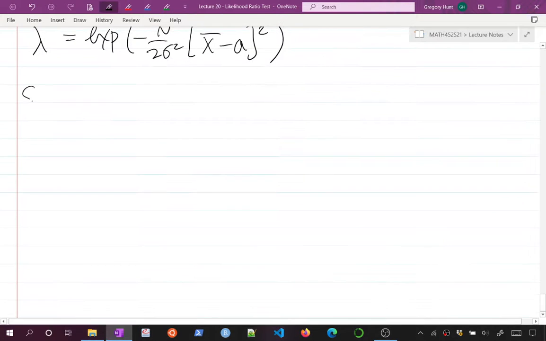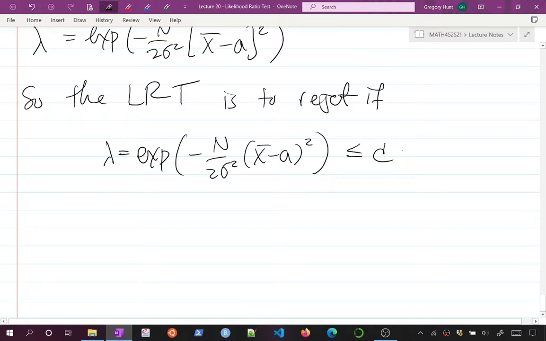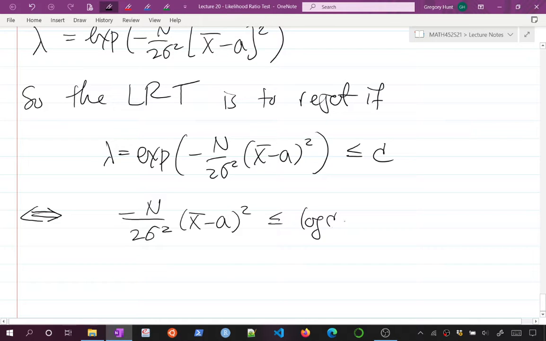So the LRT is to reject if lambda, which is this, is less than some constant. Let's call it C. Now, equivalently, if and only if, I could just take a log of both sides, right? That doesn't change anything. So this is equivalent to this being less than or equal to log of C.